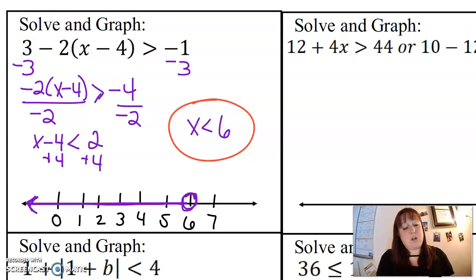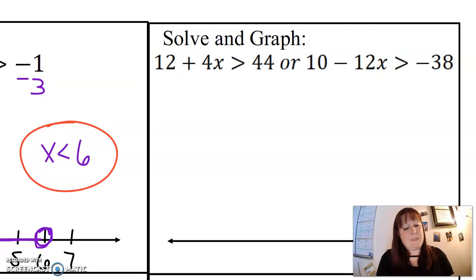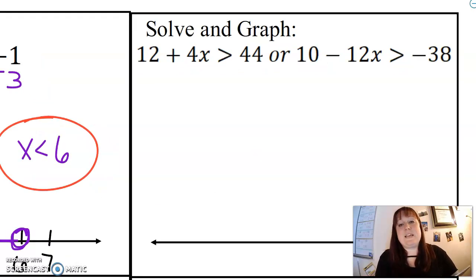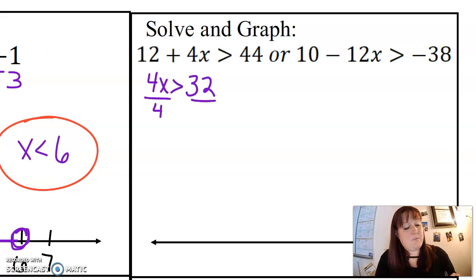All right, we're going to solve this one. This one's really tricky because it says x is either greater than this or this one is true. So we actually have to do both of them. We solve this one by subtracting 12 from both sides, and we get 4x is greater than 32. We divide by 4, and we get x is greater than 8.